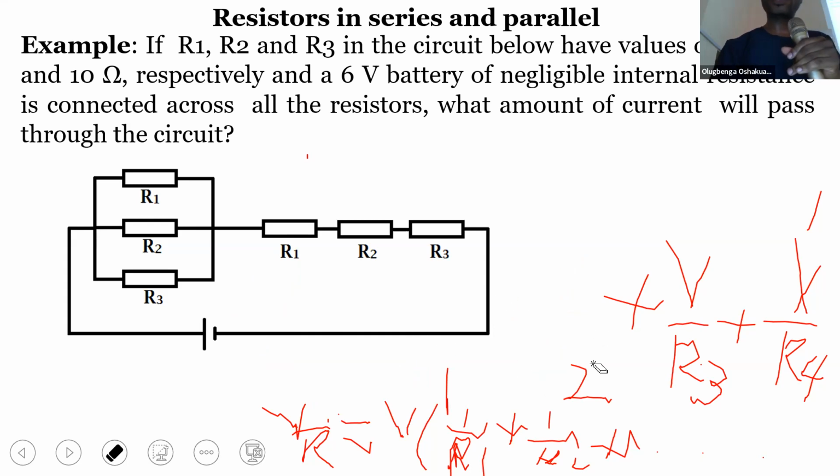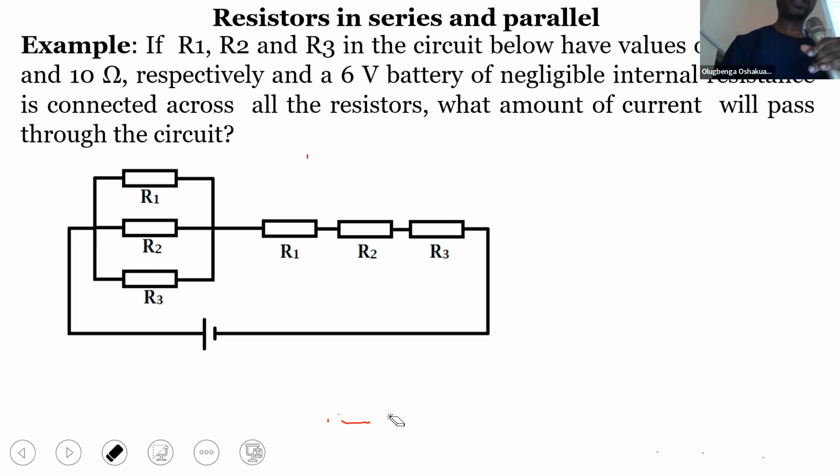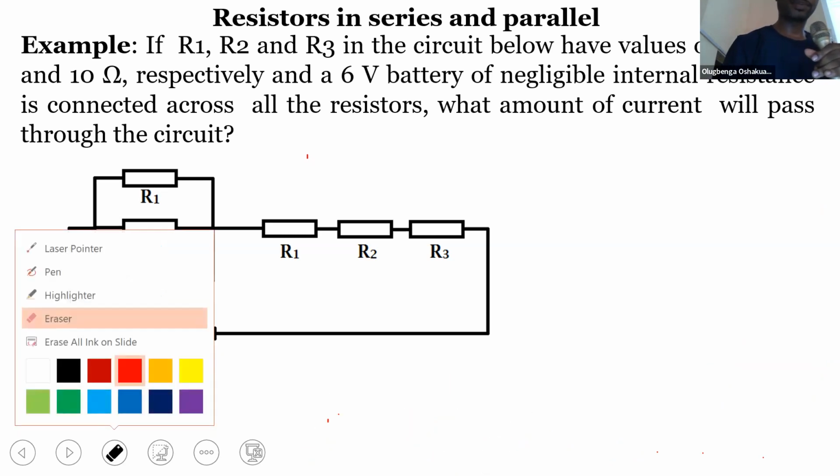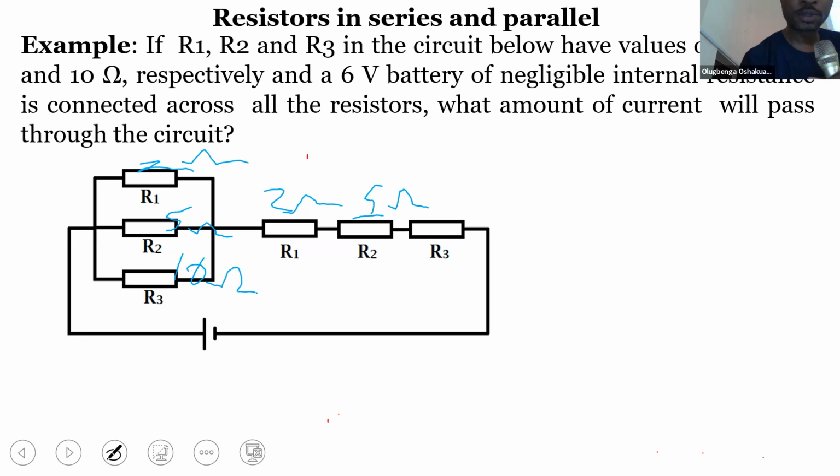So easily we can say that, let's quickly label this to say R1, 2 ohms, R2, 5 ohms, and R3, 10 ohms, connected across a 6-volt battery.